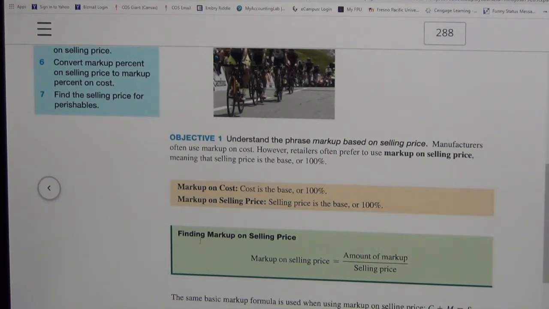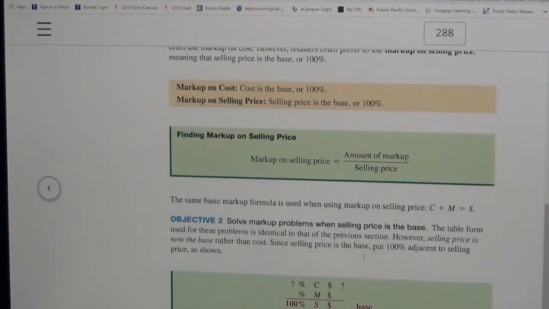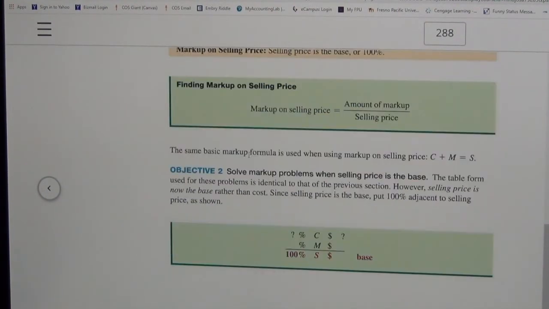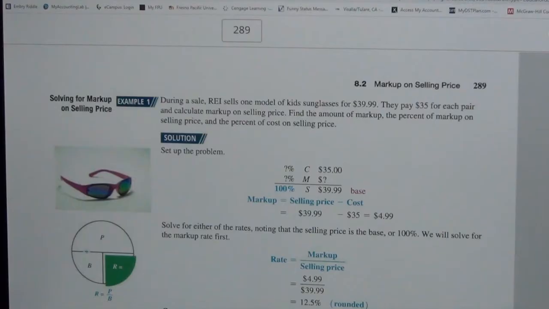So as an example here, finding the markup on selling price is essentially the same formula, except the base is no longer the cost, the base is the selling price. Now the good news is that if we look at how this is all going to work, we're going to use the same setup, CMS, but the difference is now where we had cost as 100%, now S, the selling price, will be 100%.